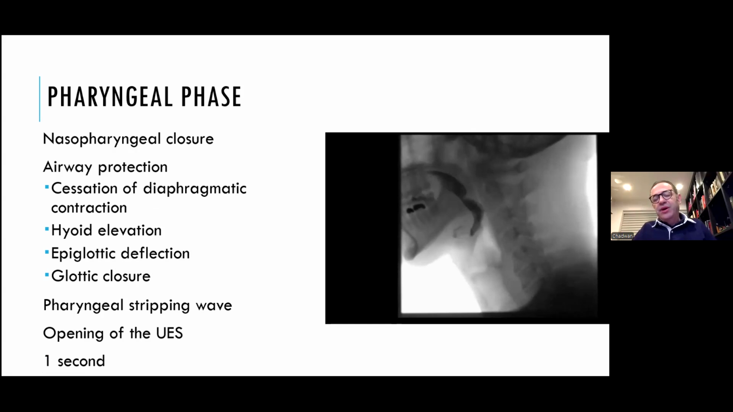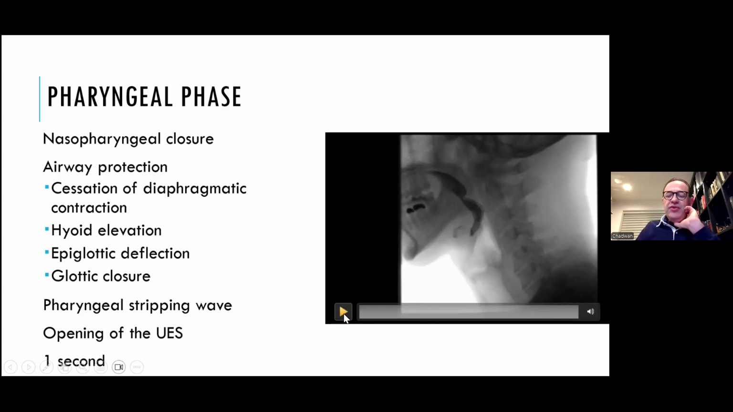The most important part of this phase is airway protection, and there are various different mechanisms involved. First, breathing stops on a partial expiration. That increases the subglottic pressure, which is one of the mechanisms of protecting the airway, so there is no air movement into the airway. Then you will have hyoid elevation and anterior movement, epiglottic deflection, and glottic closure.